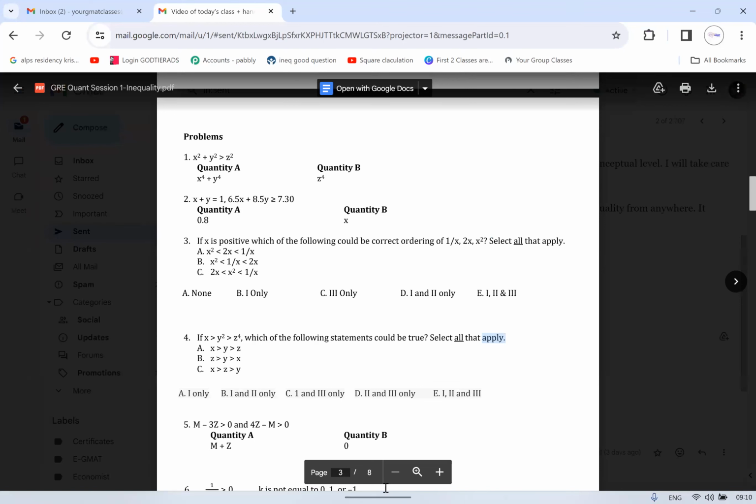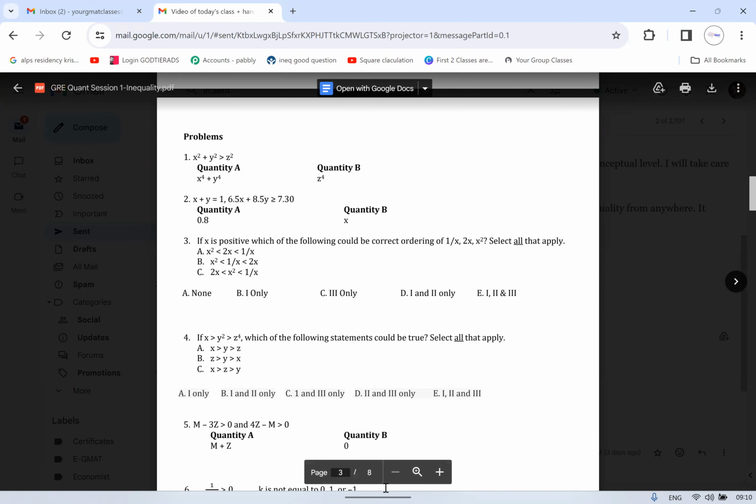They won't give you this option: A, none; B, 1; C, 3; D, 1 and 2; E, 1, 2, 3. I have given this so that you don't go so mad. You tick off all that apply. It's like a checkbox. A, B, C, D, E will not be there at all in front of you.